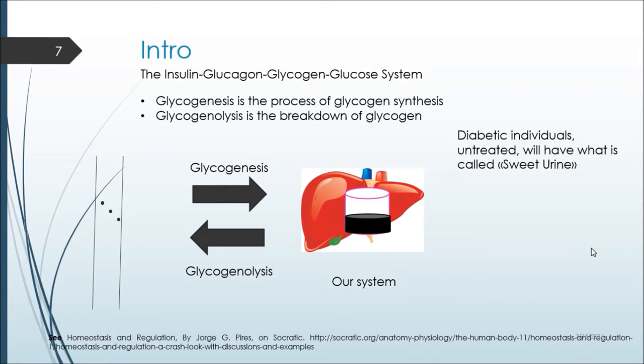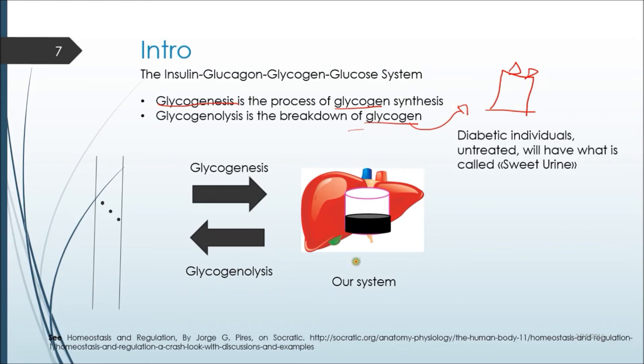So glycogenesis is the process of glycogen synthesis. We have two processes: one is called glycogenesis, and the other is called glycogenolysis. They are two opposite processes. One creates glycogen, the other destroys glycogen. Glycogen is the battery of life. It's where you keep your energy stored in the liver. There are two ways you store energy: one is glycogen, the other is triglycerides in the shape of fat. Glycogen is the one that stays in the liver.